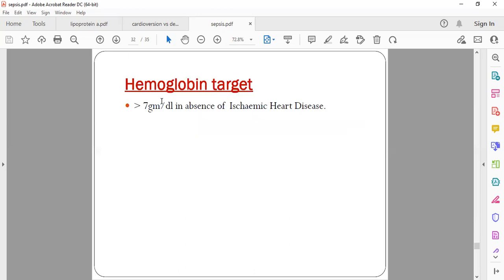Hemoglobin target: blood transfusion has to be given only if the hemoglobin is less than 7 grams per deciliter, in the absence of ischemic heart disease. If the patient is known to have ischemic heart disease, the target goal should be more than 8 grams of hemoglobin.